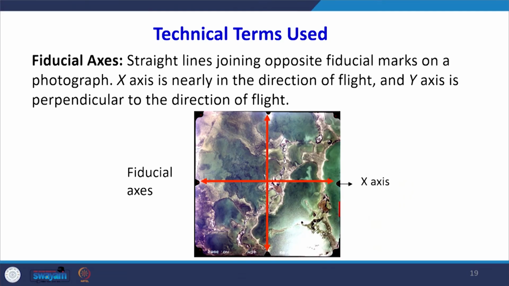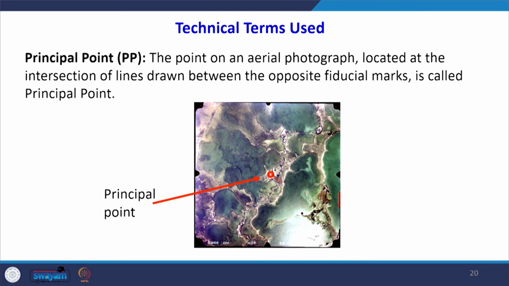So, if I join these opposite fiducial marks together, then I have the two axes. One is my x axis and another in the perpendicular direction is the y axis. So, they are called fiducial axes. The intersection of these two fiducial axes will give me a point at the center of the photograph, and this is called the principal point of the photograph.